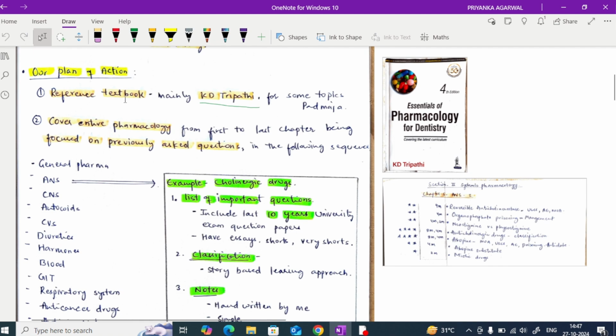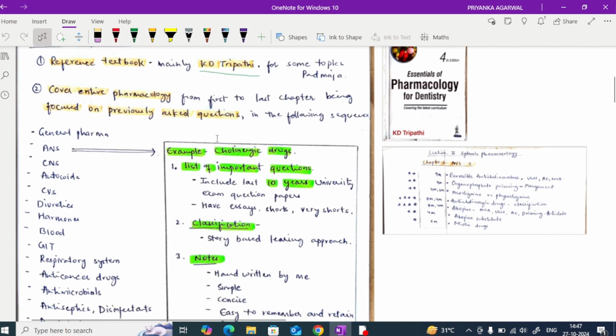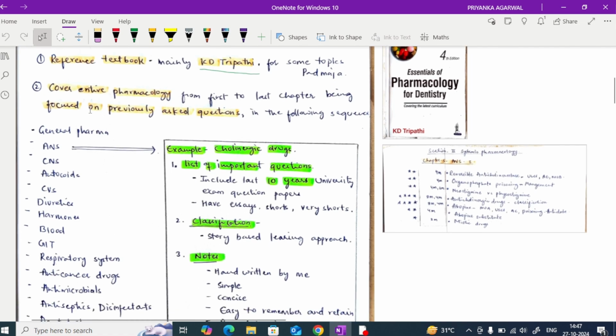So our reference textbook is going to be mainly KD Tripathi. Yeah, we are going to study from Tripathi, and believe me, it is going to be very easy with our notes. Right. For some topics, we will also use Padmaja here and there. Okay, so we are going to cover entire pharmacology from first to last chapter, being very focused on previously asked questions in this sequence. So this is the sequence from the Tripathi textbook. I have made some changes here and there to have a good flow and to make it more simple. Okay, you will understand that once we go ahead with the chapters.